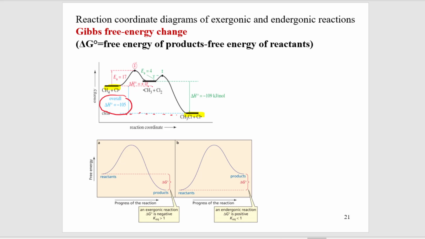Take a look at these diagrams down below. Let's do a little practice. Let's look at A. Okay, so we're looking at the energy diagram on the left for a given reaction. How many transition states does A have?